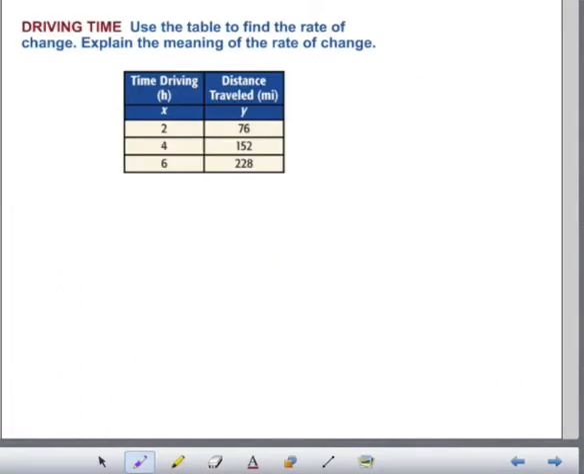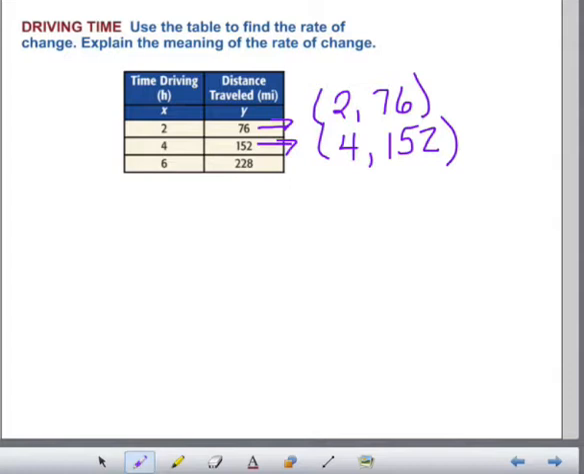Driving time. Use the table to find the rate of change, which is also the slope. Explain the meaning of the rate of change. Well, I've got a table here. I've got some ordered pairs in my table. I've got x and y. So my first ordered pair would be 2, 76, and my next one would be 4, 152. I'm just reading those straight off my chart.